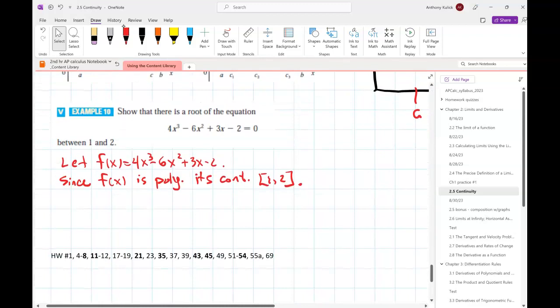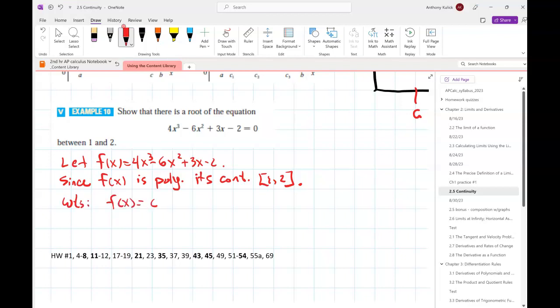Okay, so we're here. What we want to do then is show that f of x is equal to 0 somewhere on that interval. Everybody's okay with the idea? WTS is just short for want to show. So I'm just stating what I'm trying to do. I'm going to look at f of 1 and f of 2, and ideally one of those is going to be a positive number and one a negative number.